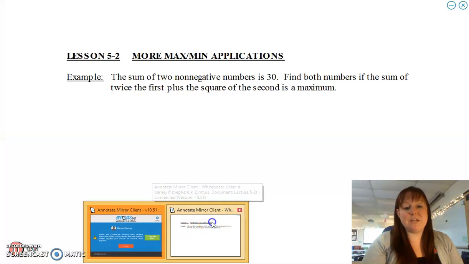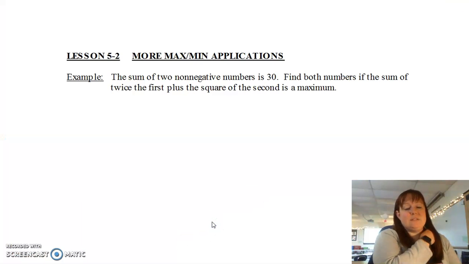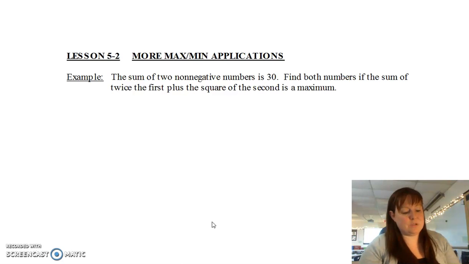Right, we're talking about optimization again. So this example says the sum of the two non-negative numbers is 30. I'm going to underline non-negative because that's an important thing. Find both the numbers if the sum of twice the first plus the square of the second is a maximum. So here's what it's telling me. I need to find a maximum.